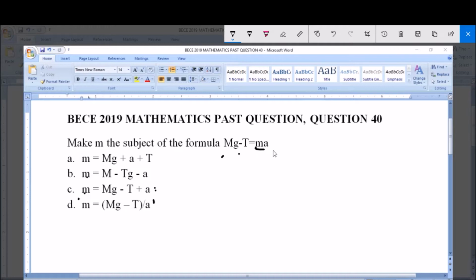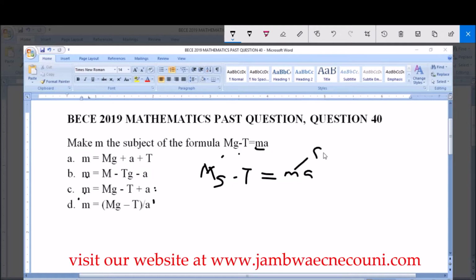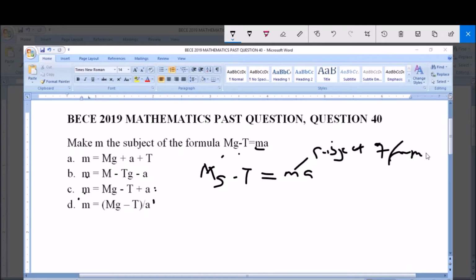And for us to achieve this, we have to simplify this formula, this equation. So we have Mg minus T is equal to this Ma, and we are asked to make this M subject of the formula. So we have Mg minus T is equal to Ma.